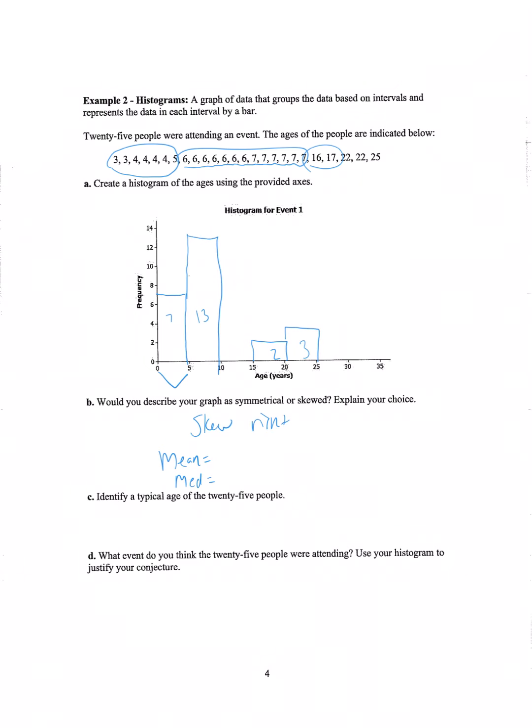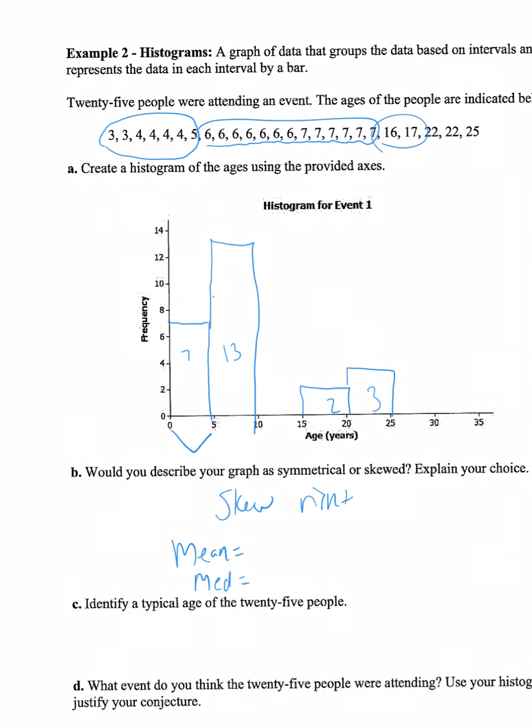So we've got 3 plus 3 plus 1, 2, oops, so sorry. We've got 1, 2, 3, 4 4s. We've got 1, 5. We've got 1, 2, 3, 4, 5, 6, 7 6s. We've got 1, 2, 3, 4, 5, 6 7s. We've got a 16, a 17, 22, 22, and 25. And we're dividing this by the 25 people that are attending. So my mean is 8.52.